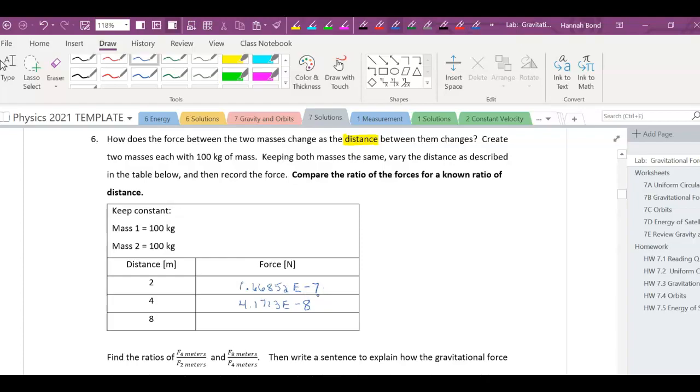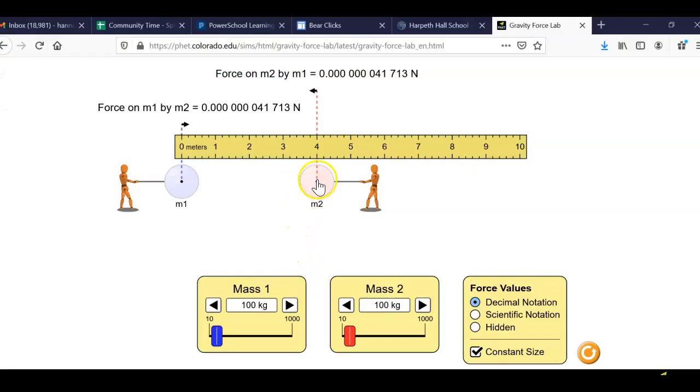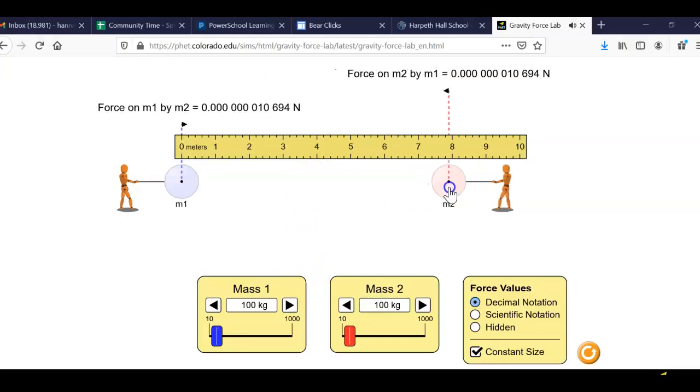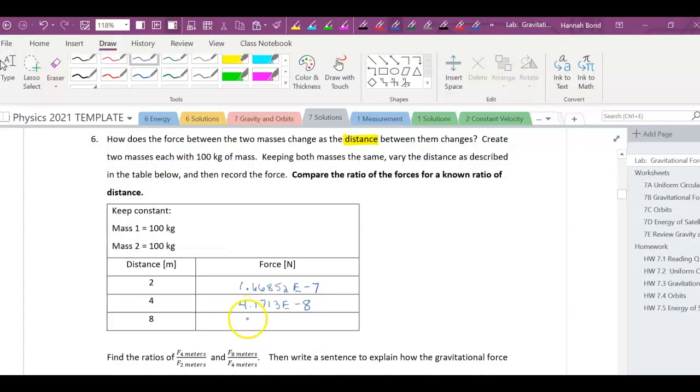And now I'm going to make the distance 8 meters apart. Okay, so now they are 8 meters apart, and here's my force. I'm going to have to shift that decimal place 1, 2, 3, 4, 5, 6, 7, 8 again. So it's going to be 1.0428 times 10 to the negative 8.